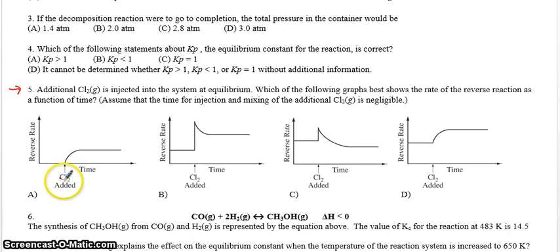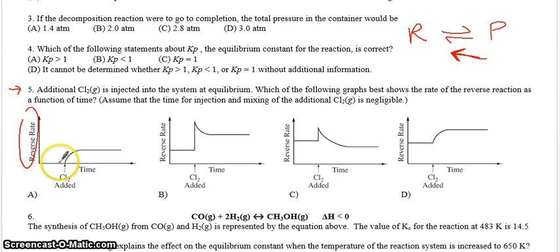We see that Cl2 is added and the rate goes up. Cl2 is added, rate goes down. Cl2 added, rate goes down, rate goes up. So, first of all, the reverse rate, remember that at equilibrium, the reactants and the products are in equilibrium because the forward rate is equal to the reverse rate. So the rates are equal, which means that the reverse rate going this way is a non-zero number. It means it's a number above 0.